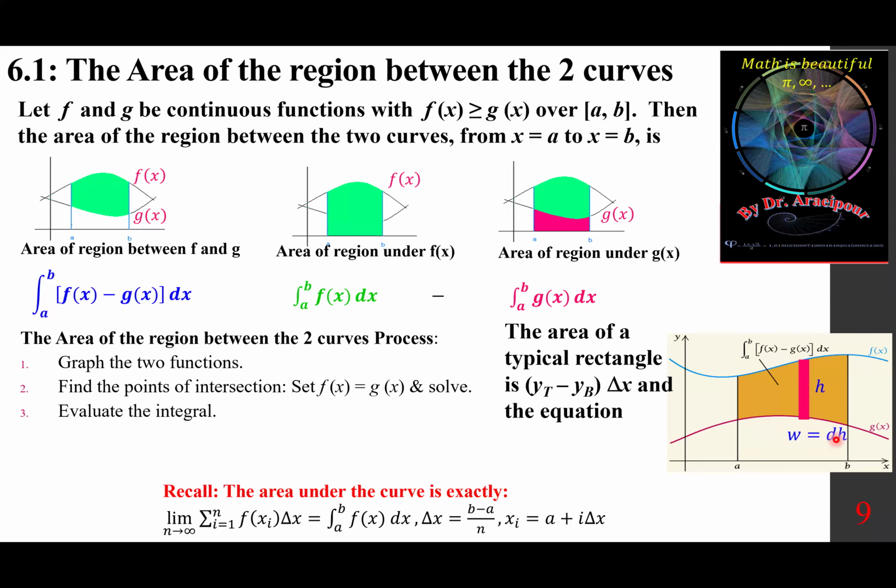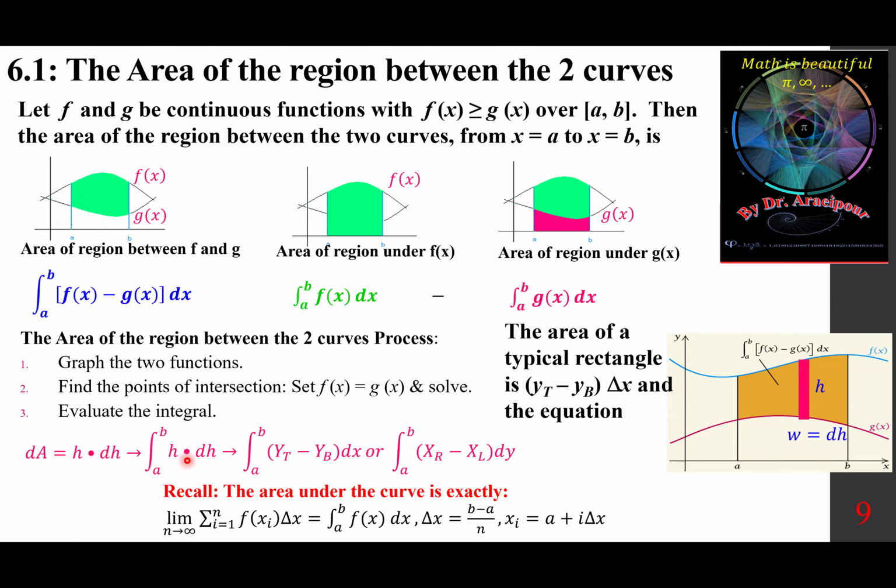In this case, dh, I'm going to go with dh because if you sweep this across the x-axis, that means delta x. But if you have to go up and down, it's dy or delta y. And the equation becomes dA, an increment of the area, is h times dh.